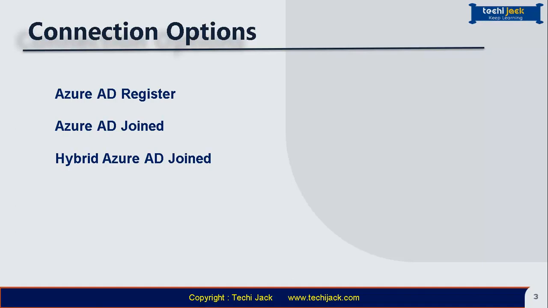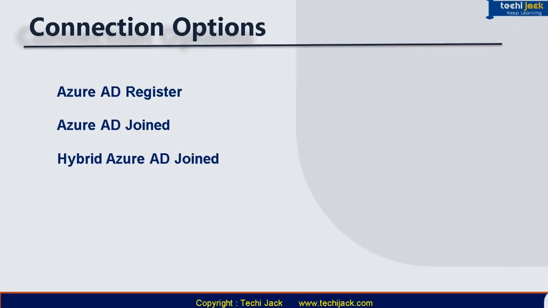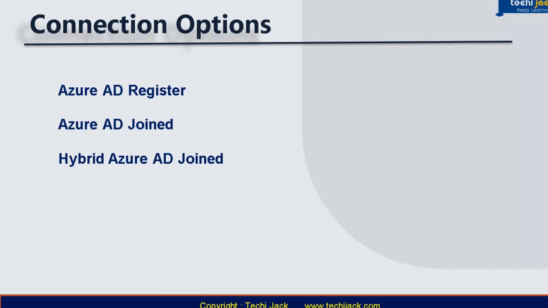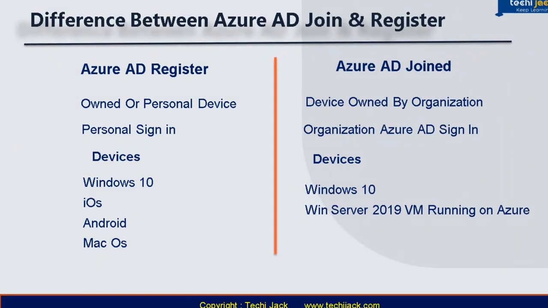Although Azure AD Join is intended for organizations that do not have on-premises Windows Server Active Directory infrastructure, it can be used for other scenarios like branch offices. So friends, let's also see the difference between Azure AD Register and Azure AD Join. Devices that are Azure AD registered are typically personally owned or mobile devices. You can use a personal Microsoft account or a local account to sign in with the Azure AD registered device. The devices include Windows 10, iOS, Android and Mac OS.